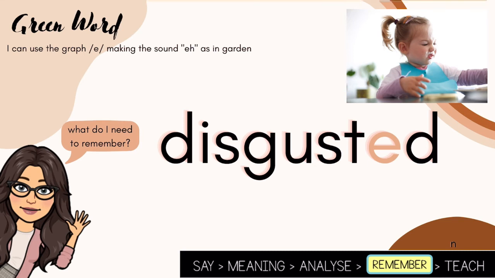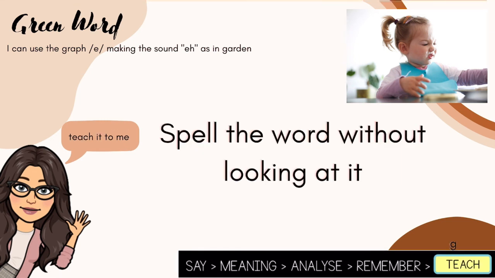What part of this word do you need to remember? Perhaps it's the prefix dis at the beginning. It may also be the suffix ed at the end, or it might just be the graph E making the E sound. Okay, have a turn at spelling the word disgusted without looking at it. Remember, you can always pause the video if you need extra time.